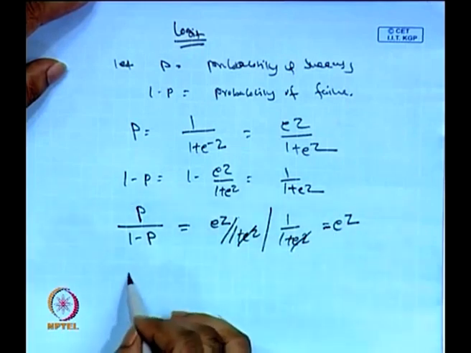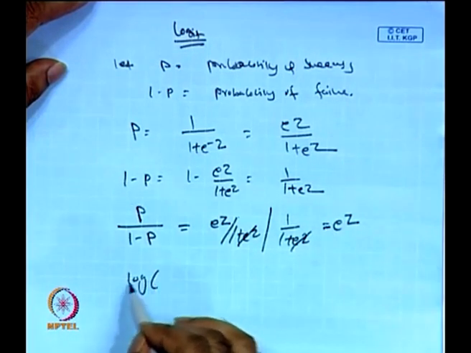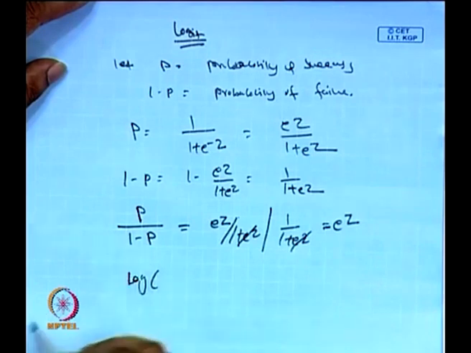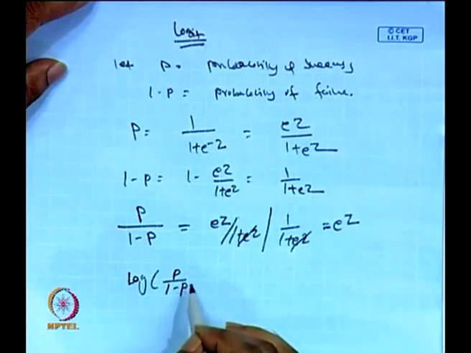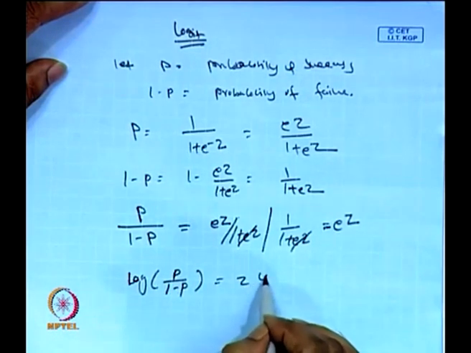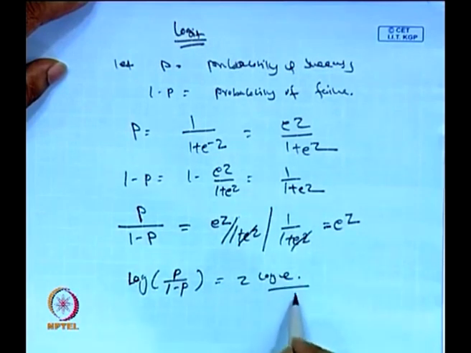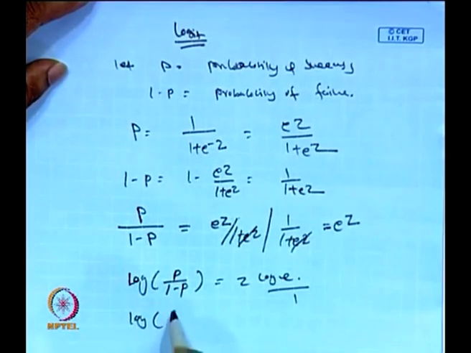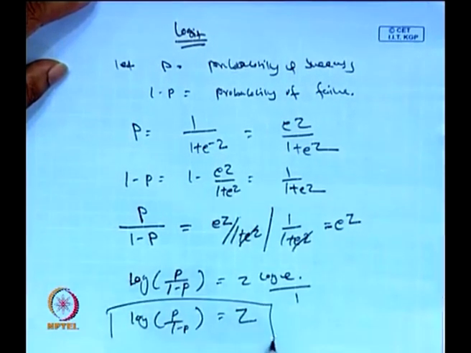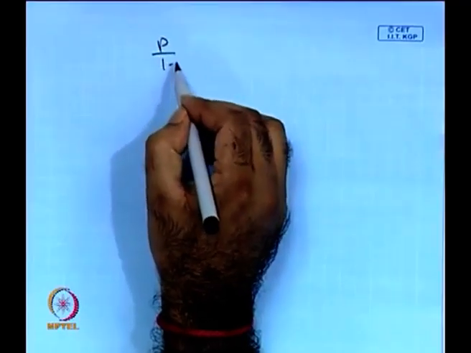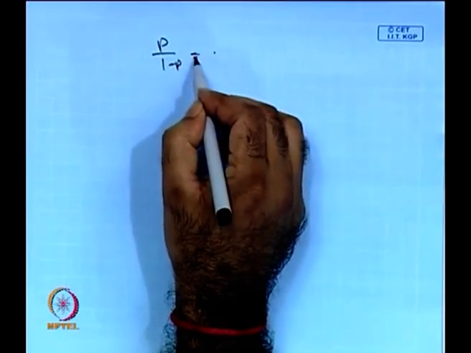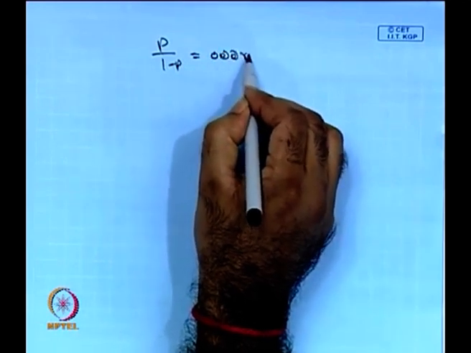Okay. So, now what we have done is apply the logarithm on both sides, and we get log of P by 1 minus P is equal to z log e. Log e is equal to 1. So, obviously, the model will be log P by 1 minus P equal to z. Okay. So, this is how the logistic model works. Now, this P by 1 minus P is called here the odds ratio. This is otherwise represented as an odds ratio.